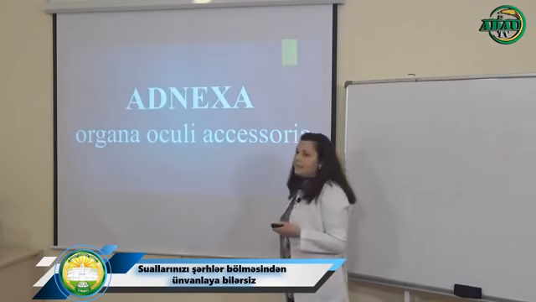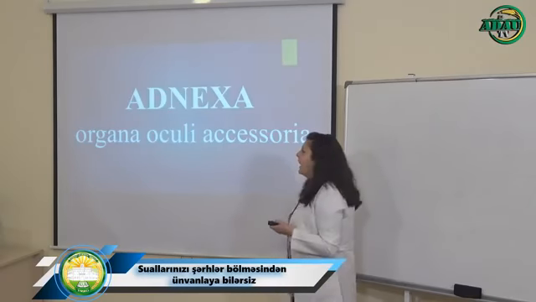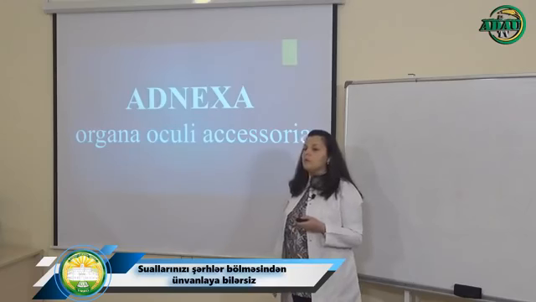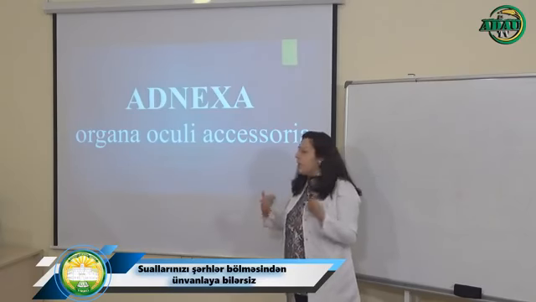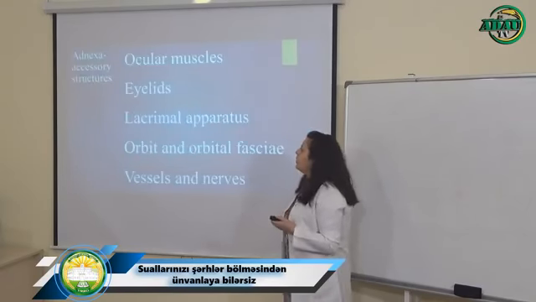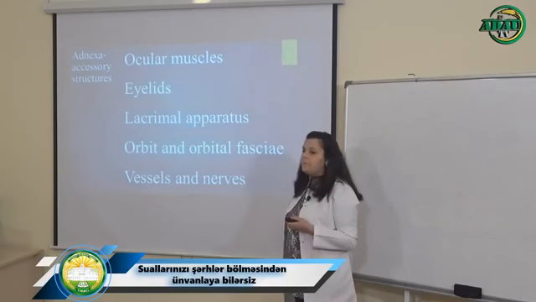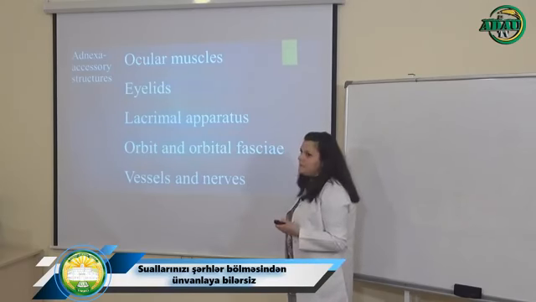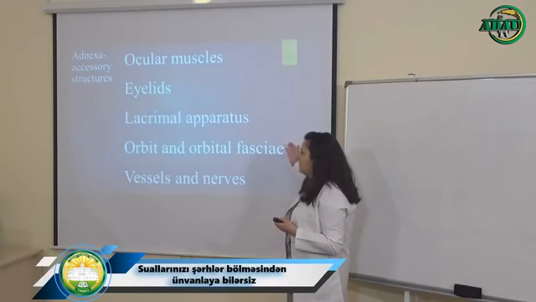What about the adnexa of the eyeball? Adnexa are the accessory organs of the eyeball, the organs which help in the formation of the image. The main components of the adnexa are the ocular muscles, eyelids, lacrimal apparatus, orbit or orbita in Latin, and the blood vessels and the nerves.